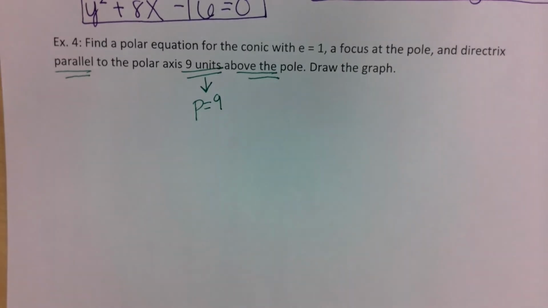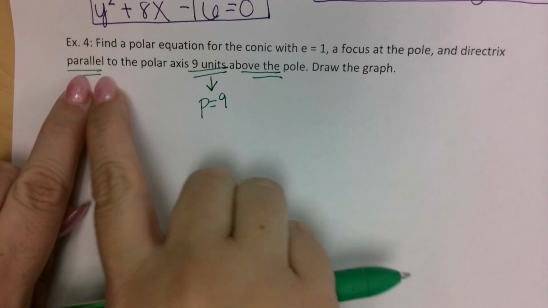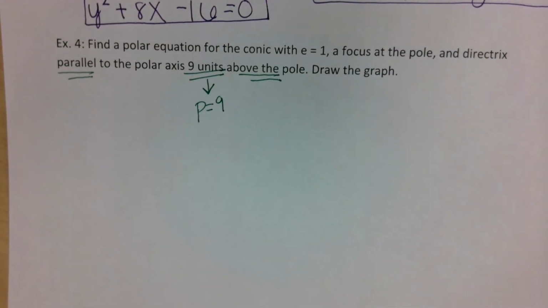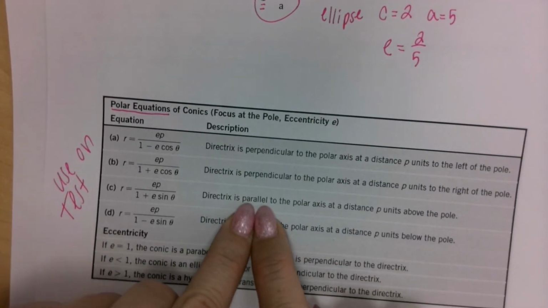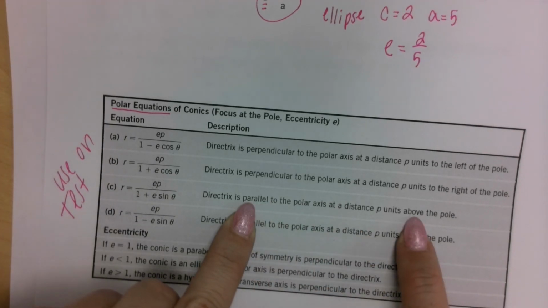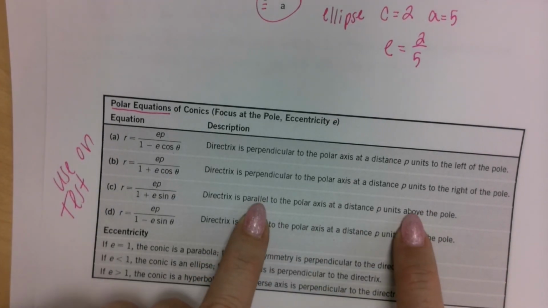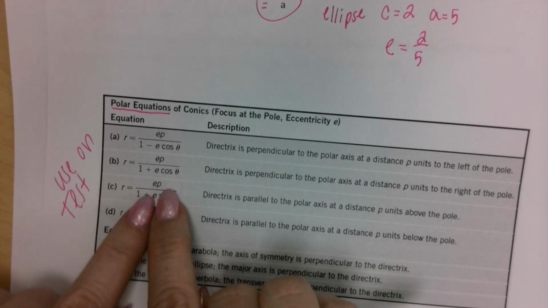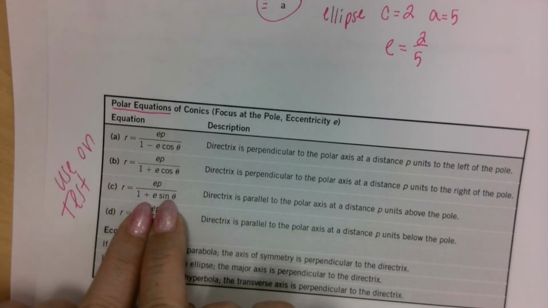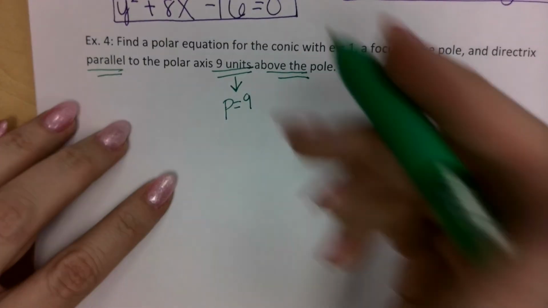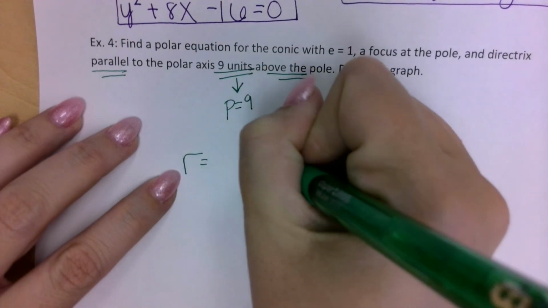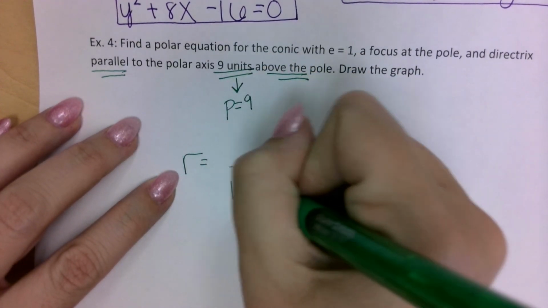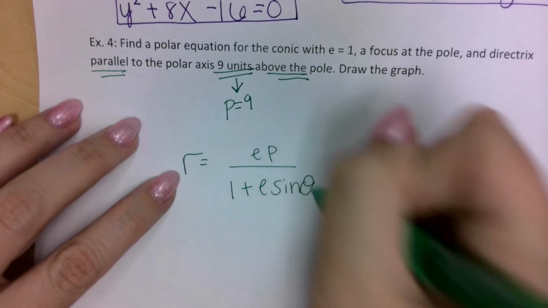above the pole. So we're going to go to our little sheet here and we're going to look for where is parallel and above. So if I look at my sheet, I'm looking for parallel and above. So parallel and above means my equation is ep over 1 plus e sine theta. So I'm going to copy that down. ep over 1 plus e sine theta.